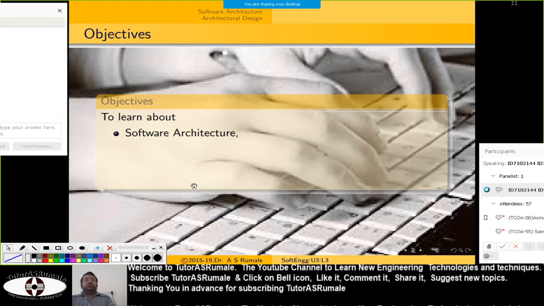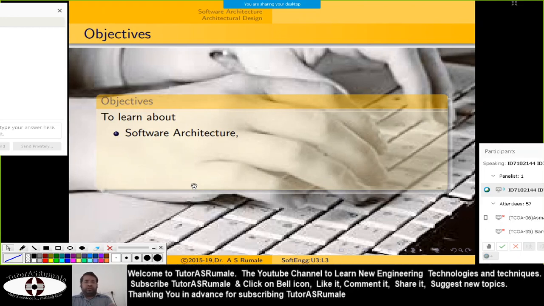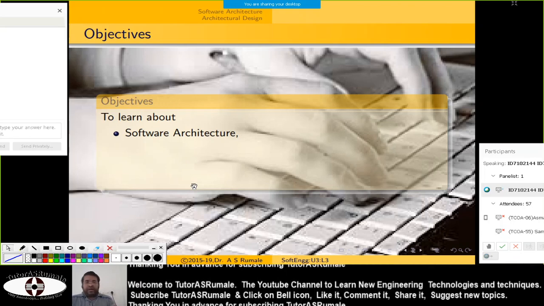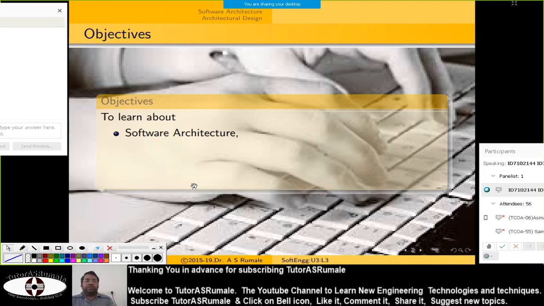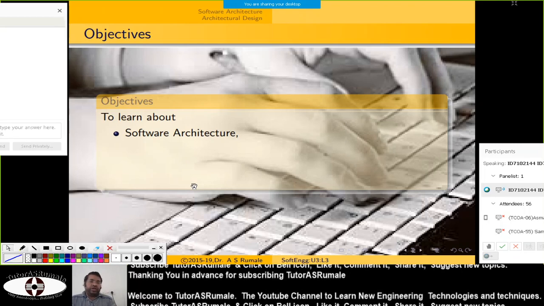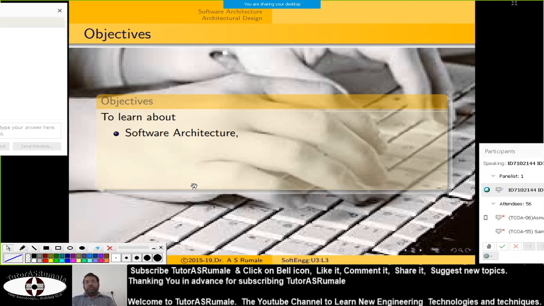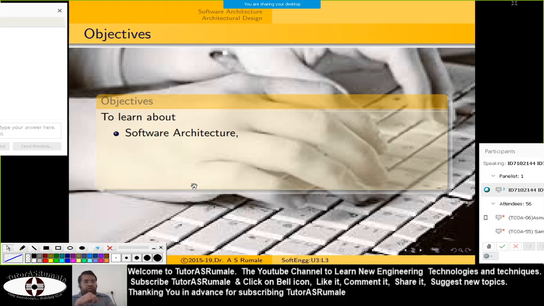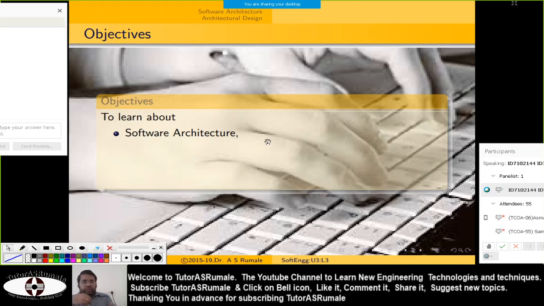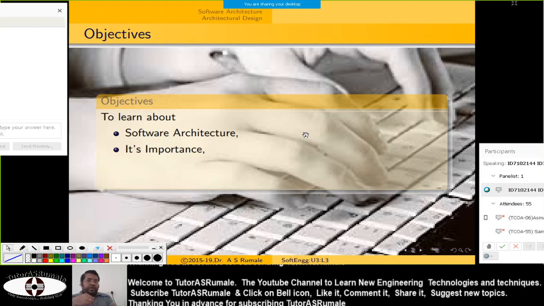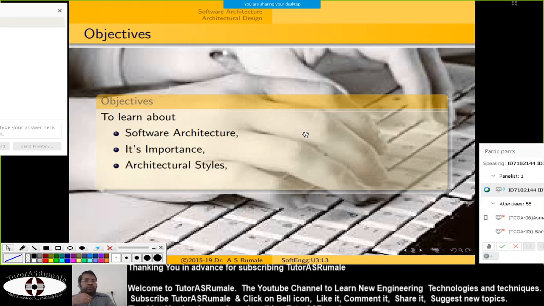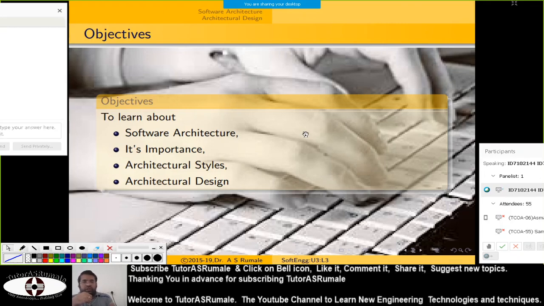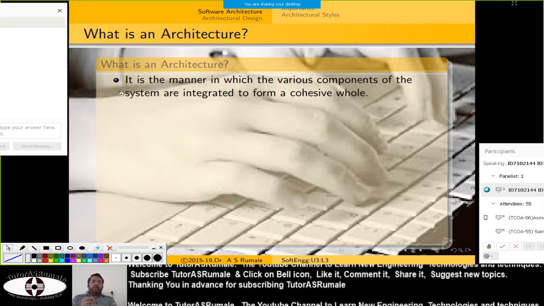So what are the objectives of today's lecture? First, we are going to learn about software architecture. Obviously this part is not completely mentioned in your syllabus in detail, but without learning software architecture, learning software designing is impossible. So we are going to learn software architecture first, then why it's important, then the different architectural styles and architectural designs.